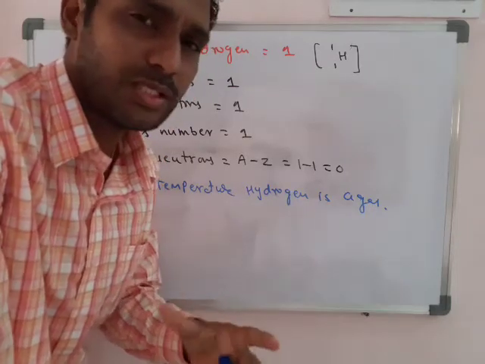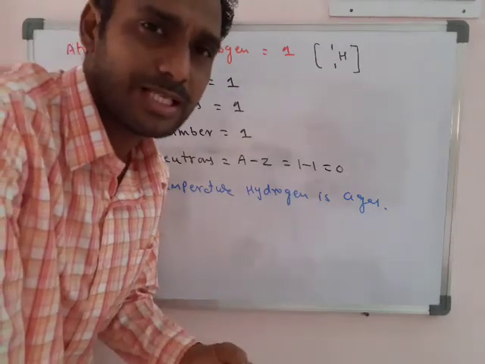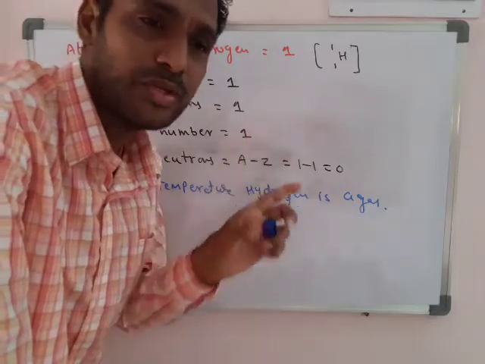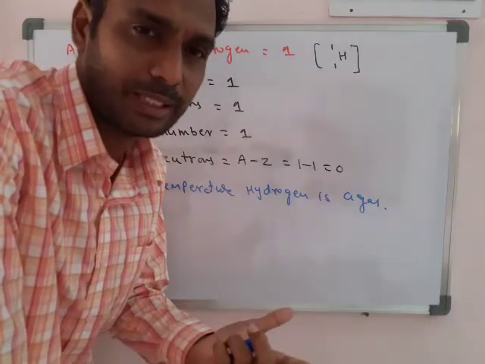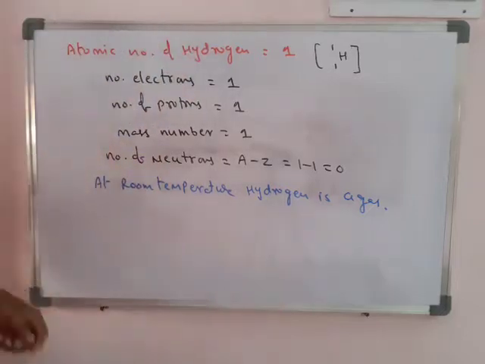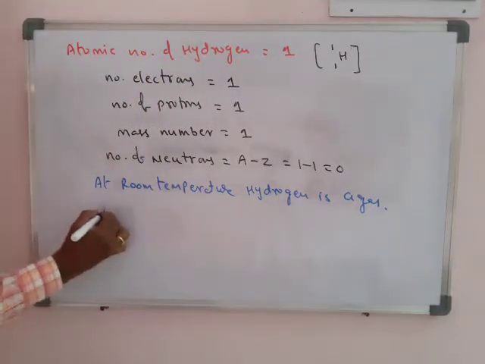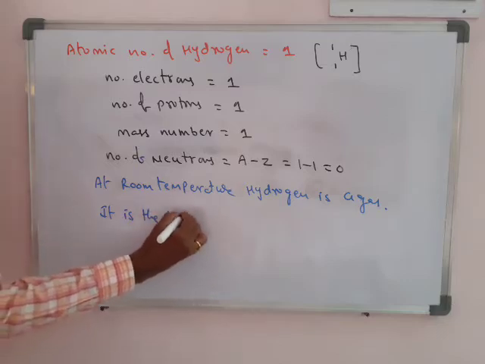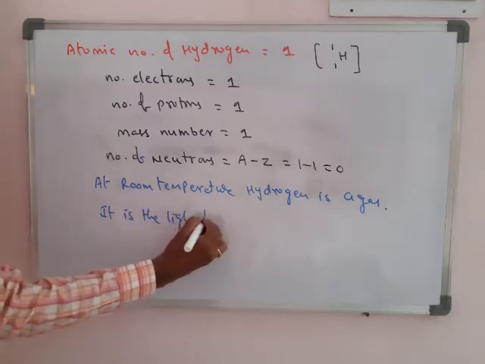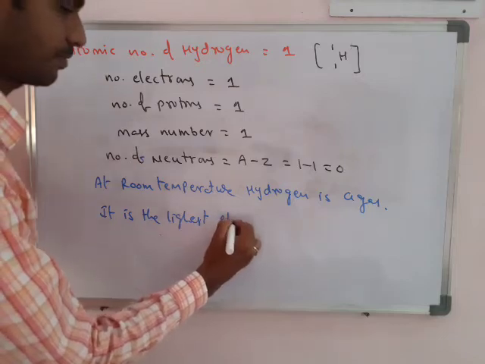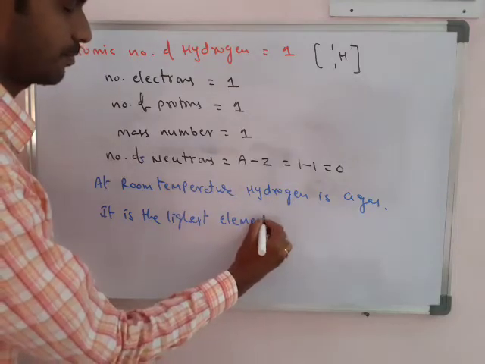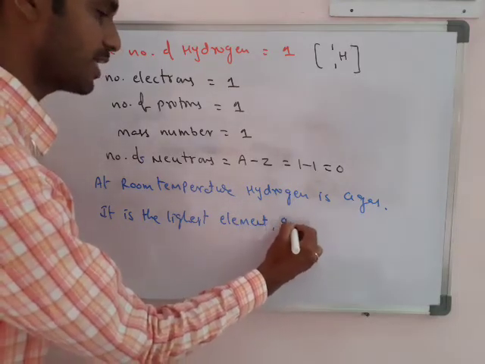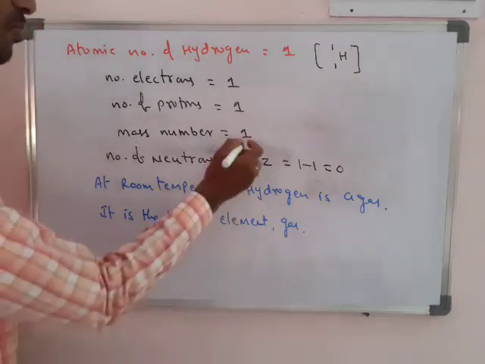Because it is the lightest gas, why I was saying the lightest gas means its mass number is just 1. So it is the atom with mass number 1. Okay, so it is the lightest gas. The lightest element is also treated as the lightest gas with mass number 1.